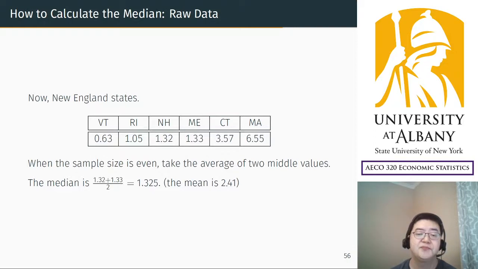calculate the median in a different setup when you have a probability distribution table.